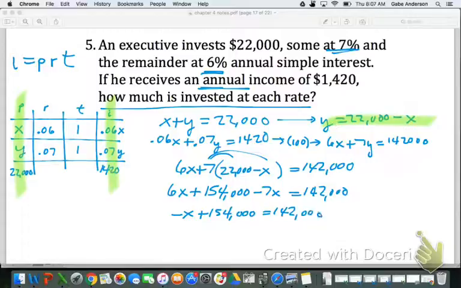And then finally subtracting 154,000 from both sides, I get negative 12,000. And then can't you just multiply both sides by negative 1 or divide by negative 1? So you end up with positive x equals 12,000.